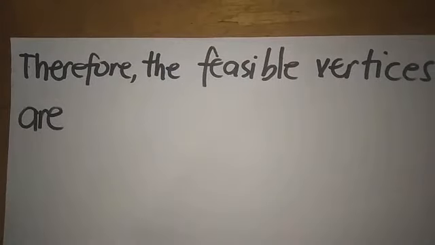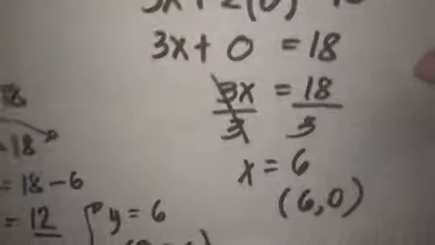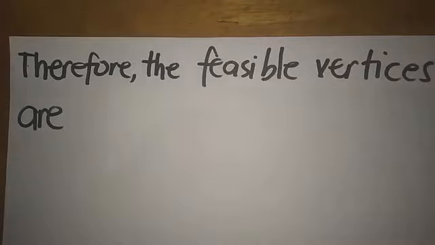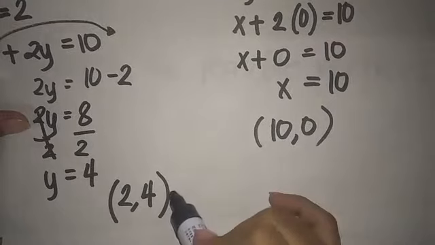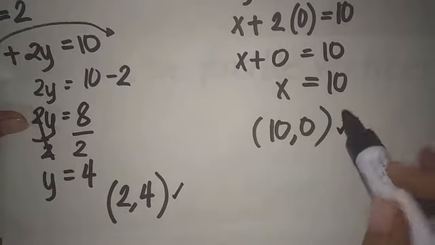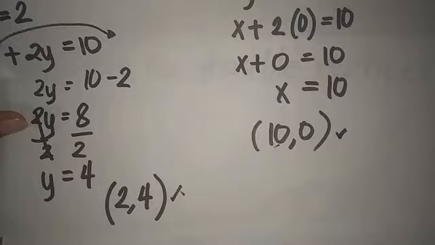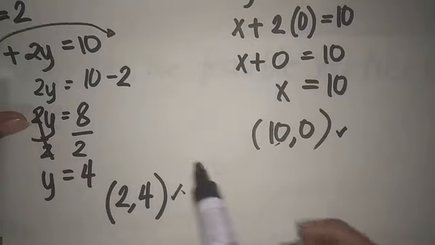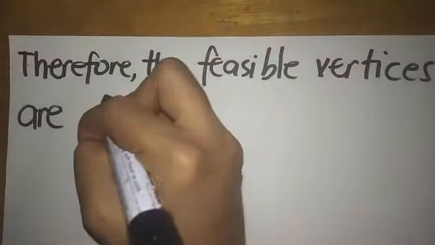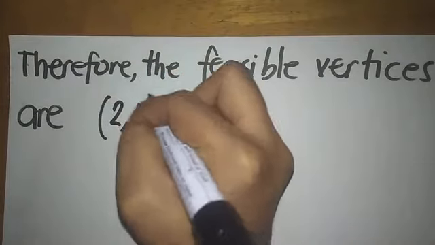Okay, so next, of course we can't forget the feasible vertices. For the feasible vertices, this is our first equation. The solution set is 2, 4, and 10, 0. So, on the graph, which is closer? The closer one is 2 and 4. So, this is the first feasible vertex.